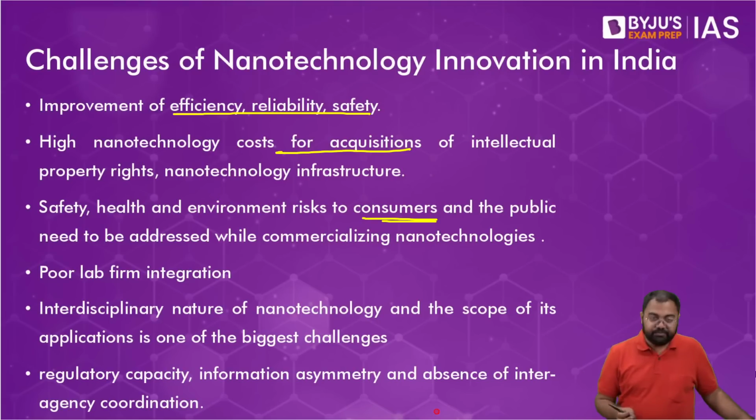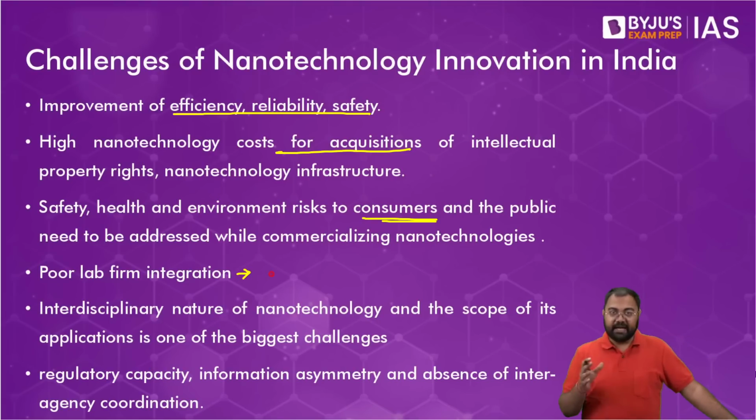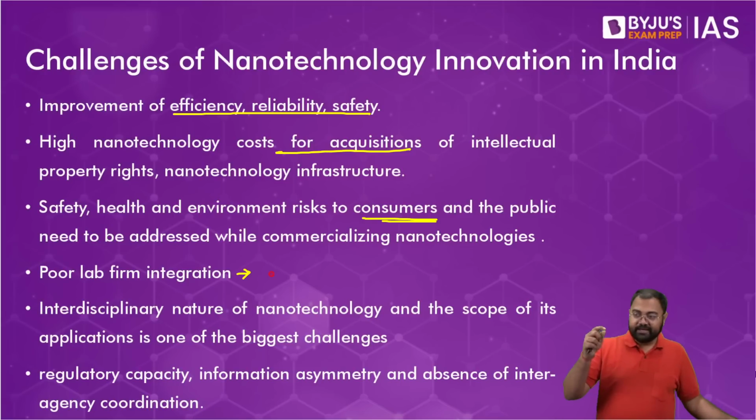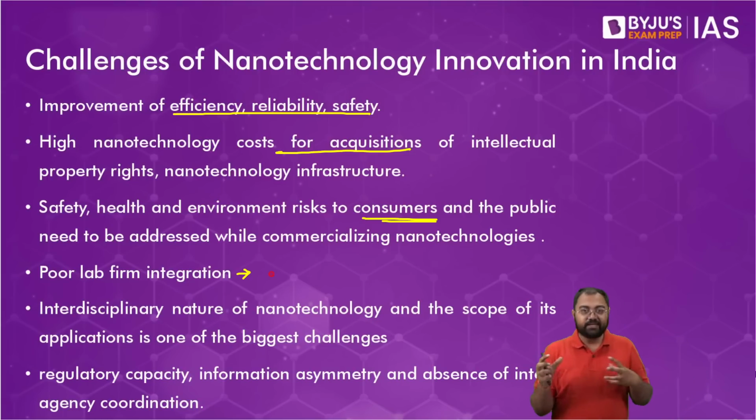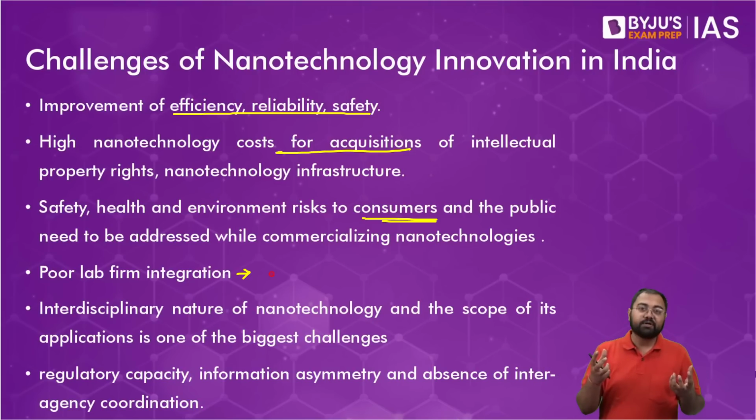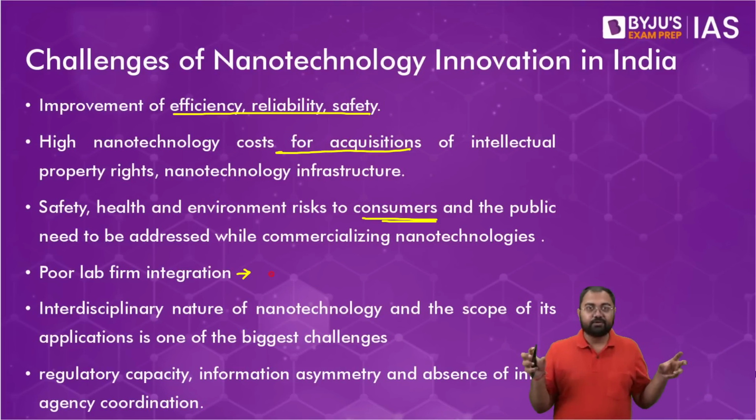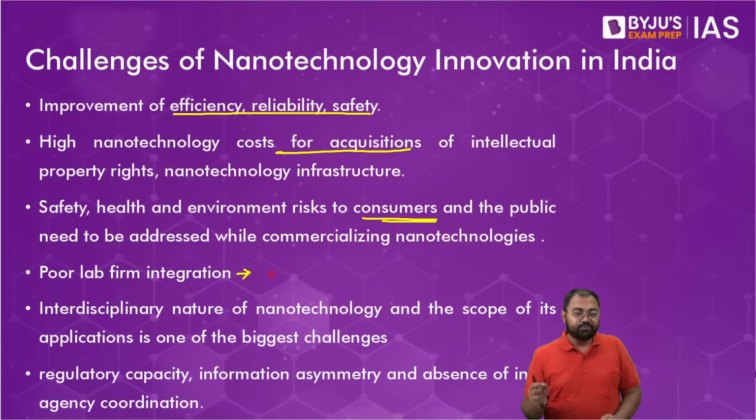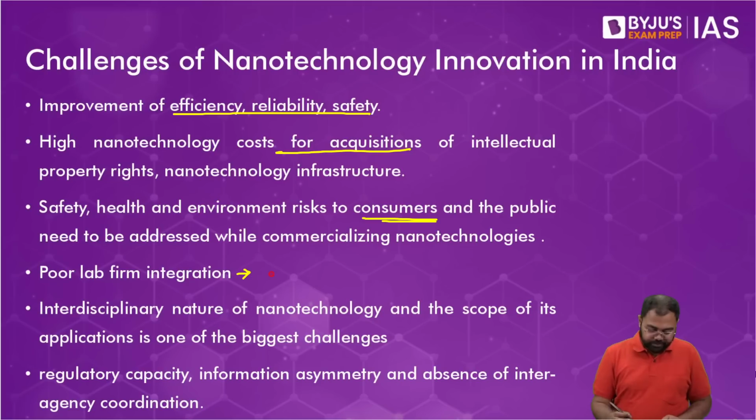Then poor lab firm integration. Lab firm integration mainly means that there's a gap between the research that is happening and the industrial requirements. Although it was a part of nano mission, yet we see that they still are not working in tandem as they should. They still are working as two separate entities. So that also is something that we need to address for the better advancement in nanotechnology in India.